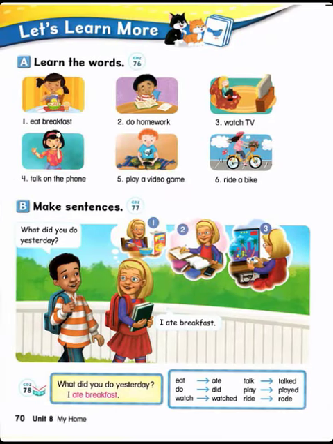Page 70. Let's learn more. A. Learn the words. Number 1. Eat breakfast. Number 2. Do homework. Number 3. Watch TV. Number 4. Talk on the phone. Number 5. Play a video game. Number 6. Ride a bike.